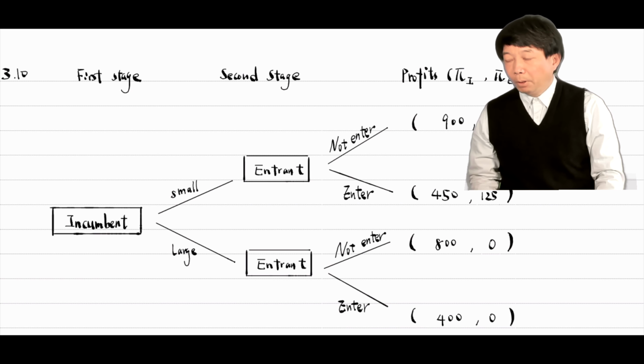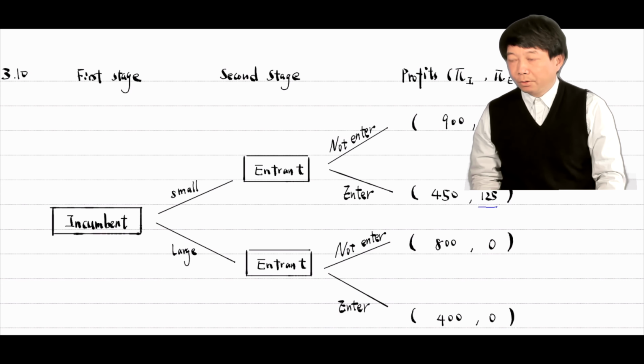We first determine the potential rival's response in the second stage to each possible action by the incumbent. Given that the incumbent chooses the small output level, the potential entrant makes 0 if it does not enter, but 125 if it enters the market. Its best response is to enter the market. We underline its profit 125 and add an arrow on the path. Given that the incumbent chooses the large output level, the potential entrant earns 0 whether it enters the market or not. The potential entrant is indifferent between entering the market and staying out of the market. We underline its profit 0 and add arrows on the path.